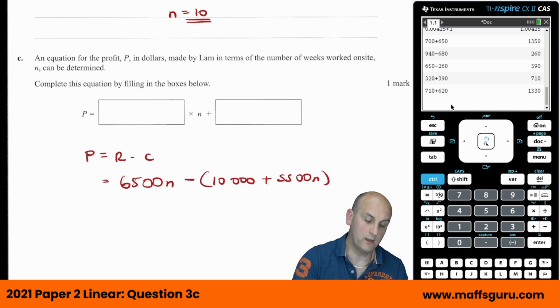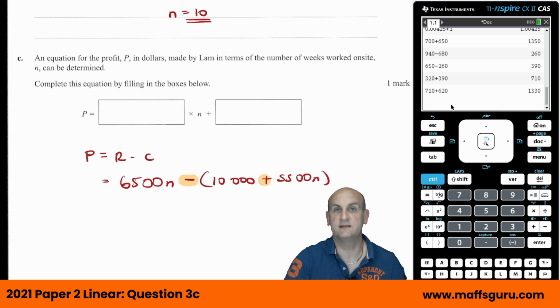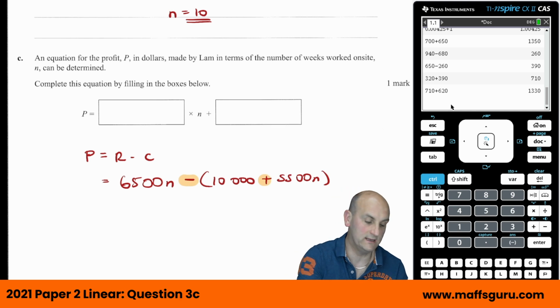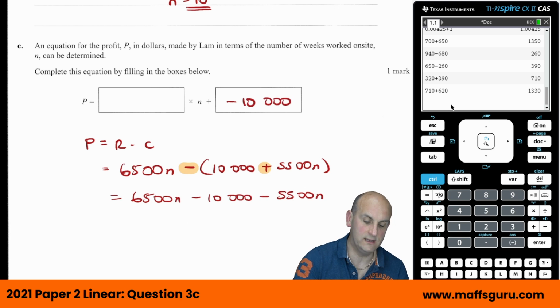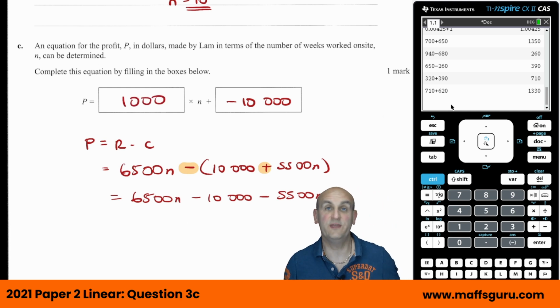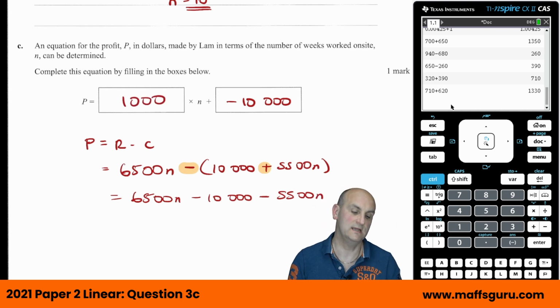Lots of people, I think, would have mistaken that there. That's why it had to be in brackets. So basically, when you multiply those brackets out, you got 6,500N minus 10,000 minus 5,500M gave me, that one there would be minus 10,123, and 6,500N minus 5,000 would give me 1,000. And there we go, 1,000 times N minus 10,000.